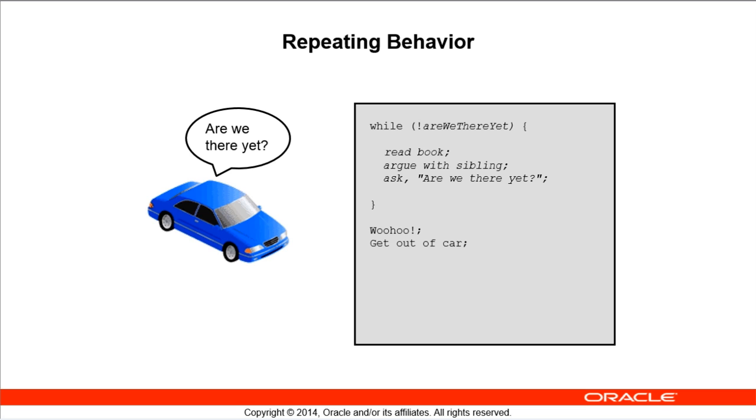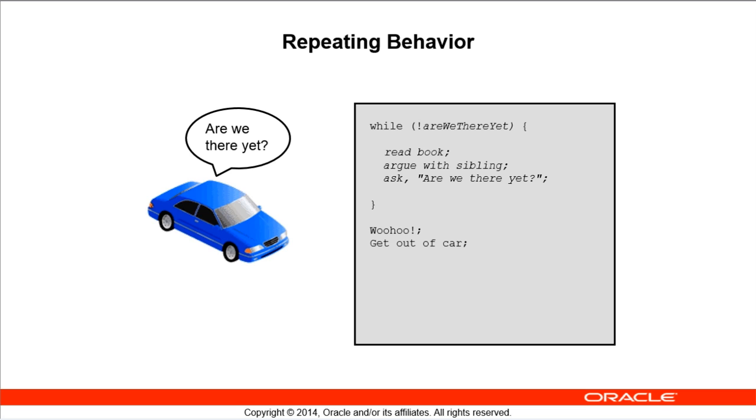This pseudocode example shows a while loop that loops until the Boolean "are we there yet" is true. The first line establishes the while loop, the condition being not "are we there yet," not indicated by the exclamation point. So as long as we're not there yet, the three lines inside the braces will keep repeating: read book, argue with sibling, ask "are we there yet?" and keep doing it until we're there.